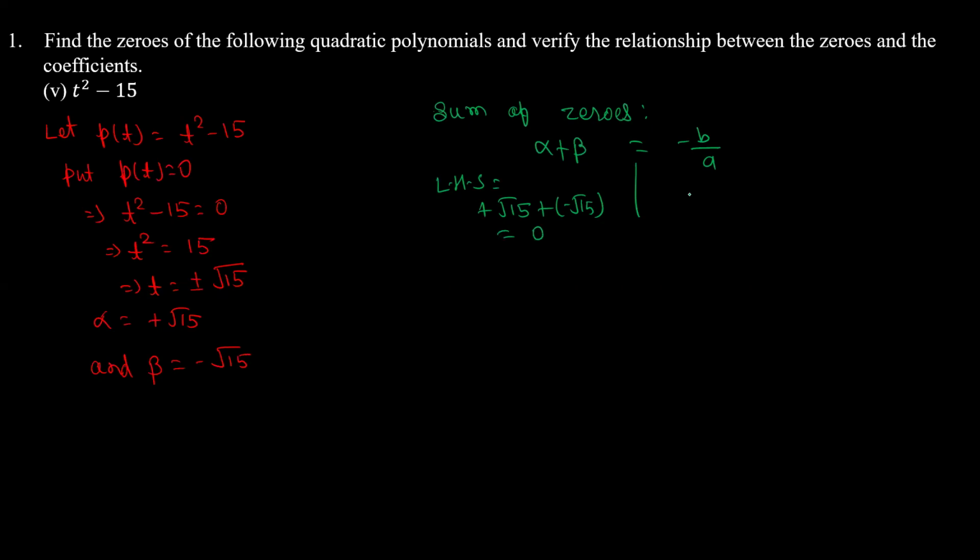और यहाँ पर माइनस बी. सो बी क्या है? कोफिशिएंट ऑफ टी होना चाहिए. सो दैट इज नॉट अवेलेबल. सो माइनस 0 एंड कोफिशिएंट ऑफ टी स्क्वायर इज 1. सो 0/1 इज द 0. सो दिस इज ऑल्सो वेरीफाइड.